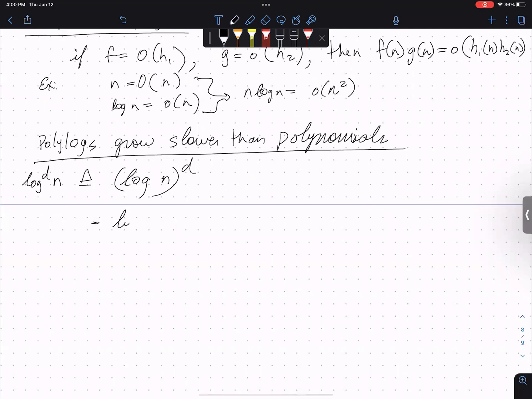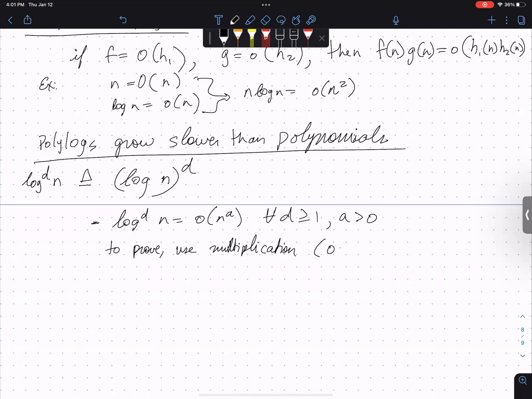The property now is that log to the d of n is little o of n to the a for all d greater than 1 and positive a. To prove this, you can use the multiplication property. In the interest of time, I'll skip it.